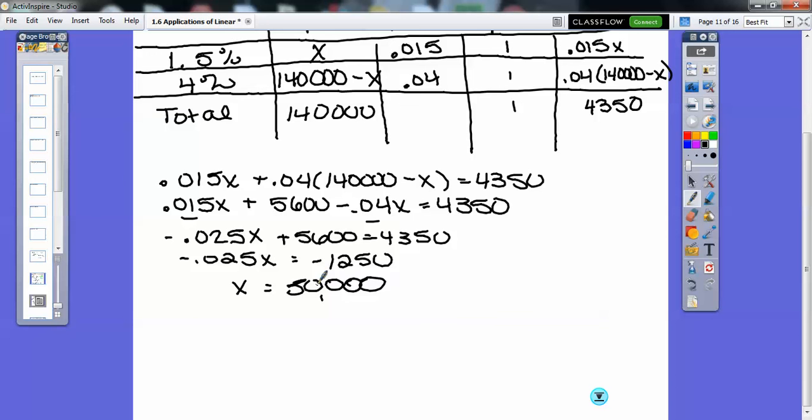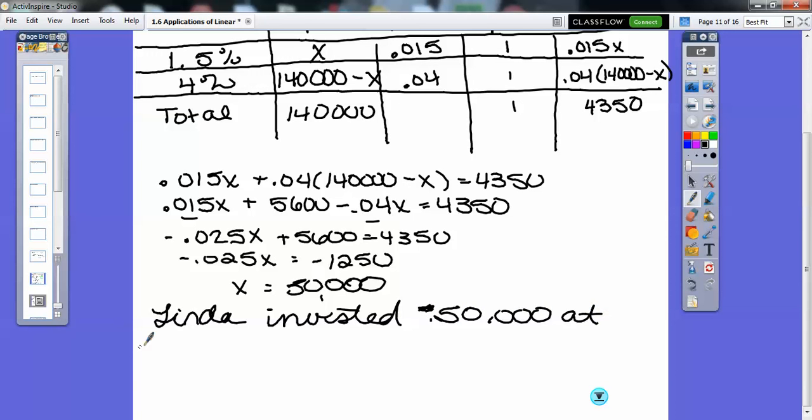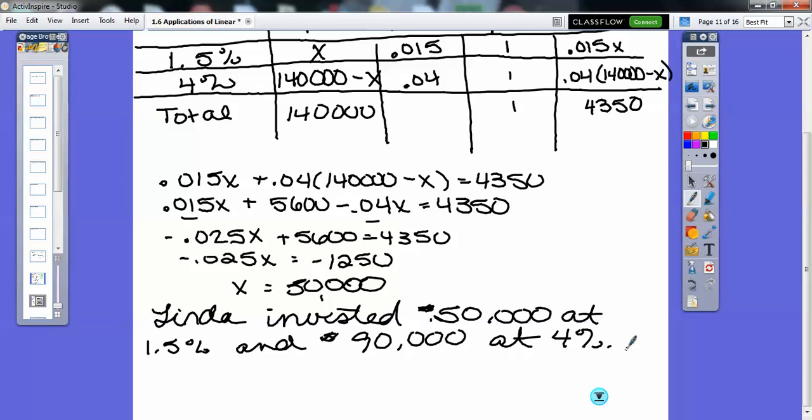Okay. So then, answer the question. We were just asked how much did she invest at each rate. So Linda, and right, 140 minus that would give you 90,000 at 4.